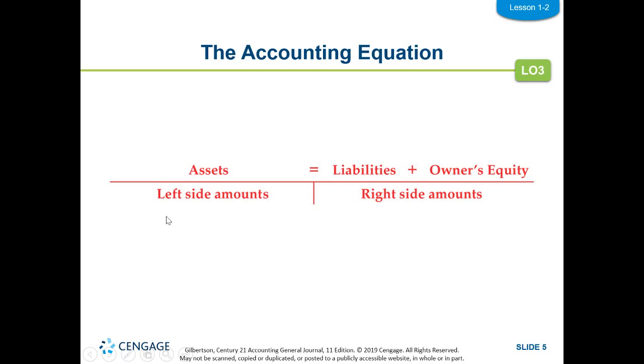Okay. Now, just like any other algebraic equation, if we know assets and owner's equity, we can figure out liabilities by taking assets minus owner's equity. That gives us our liabilities. Same thing, if we know assets and liabilities, assets minus liabilities equals owner's equity. So just like any other accounting equation, we can change it up.